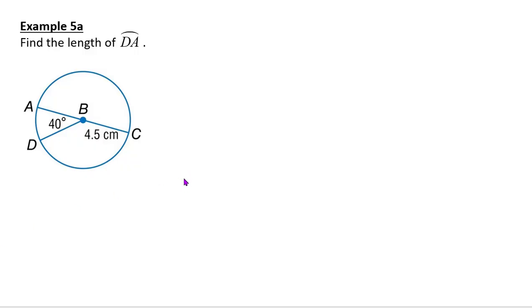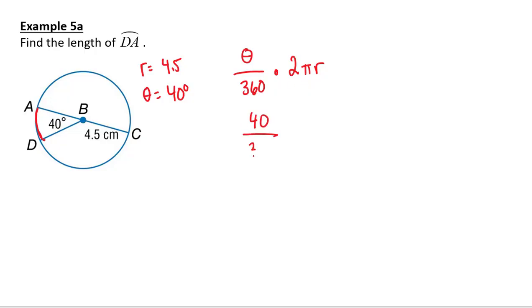So the length of DA, where is DA at? DA is right here. Okay, my radius is 4.5. The angle, I'm going to call that angle theta, is 40 degrees. So it's theta over 360, what proportion of the whole circle it is, times 2 pi r, because this is some percentage of the whole circle, times the circumference. So I have 40 over 360 times 2 times pi times 4.5.